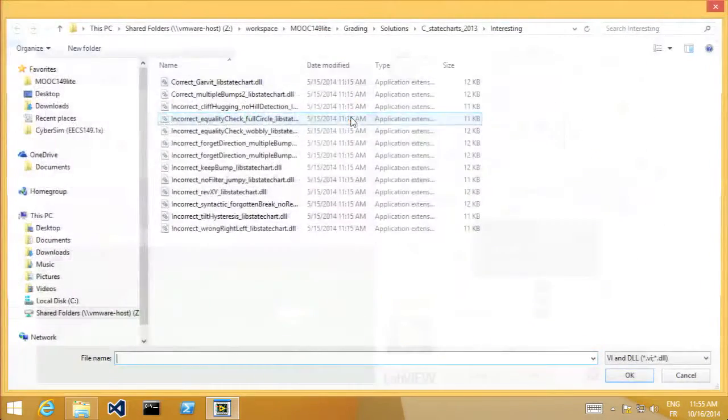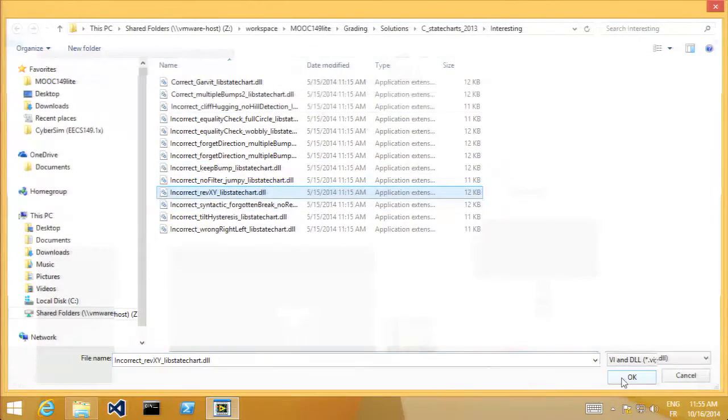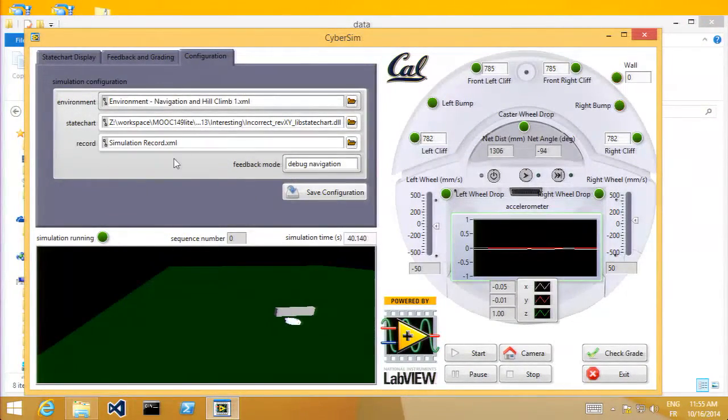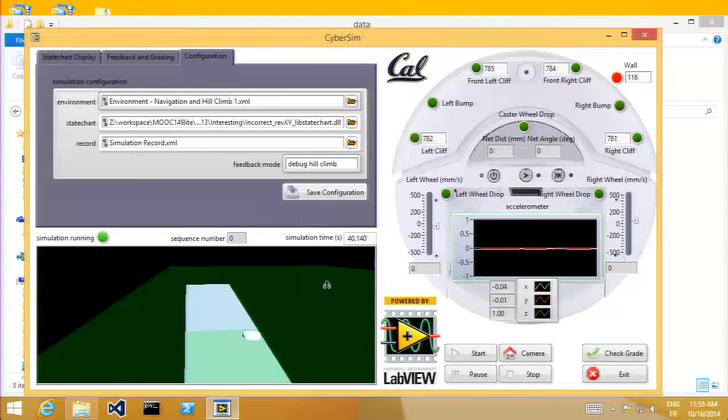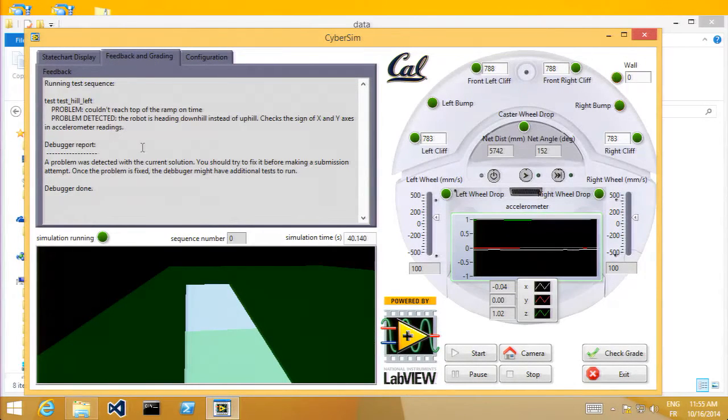So maybe another one I can show. This one is for the hill climbing test. Okay, we have an environment with a height, of course, and what we have here is the robot just goes there, and instead of going up, goes down. And this happens sometimes if you reverse the x and y axis in the accelerometer. So you would maybe check the sign of x and y.